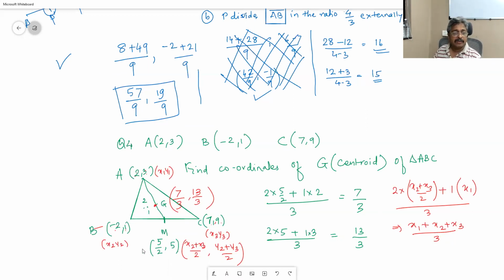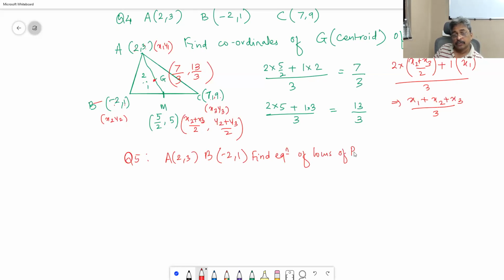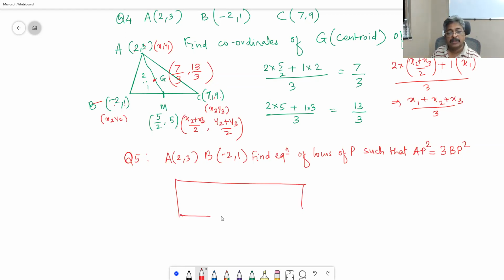So let us go back to locus problem. Question 5. A is 2 comma 3, B is minus 2 comma 1. Find the equation of locus of P such that AP square is equal to 3 times BP square. So this is the geometric condition. Get me the equation of the locus.